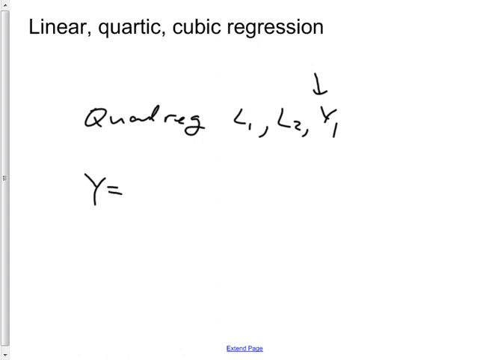Last thing I'm going to remind you is, if you're about to do it and you type this in right after it says quad reg, and you type in L1, L2, Y1, don't forget that typing in L1, L2, Y1 gets the equation into your Y equals button. So then when you hit your Y equals button, your equation's already there. I'd like you to try that right now with whatever data you have. I don't even care what it is. Hit stat. Make sure there's some data in your lists, as long as there are any numbers there. If there aren't, just put in some fake numbers.